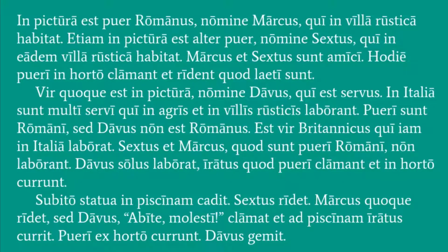Sextus et Marcus, quod sunt pueri Romani, non laborant. So Sextus and Marcus, because they are Roman boys, are not working. Now, again, this is another line that I actually have a problem with. The implication here is that Marcus and Sextus don't work because they're Roman boys, which is incorrect. The reason they don't work is because Marcus, his father, is a senator, right? So they're a wealthy family is the idea.